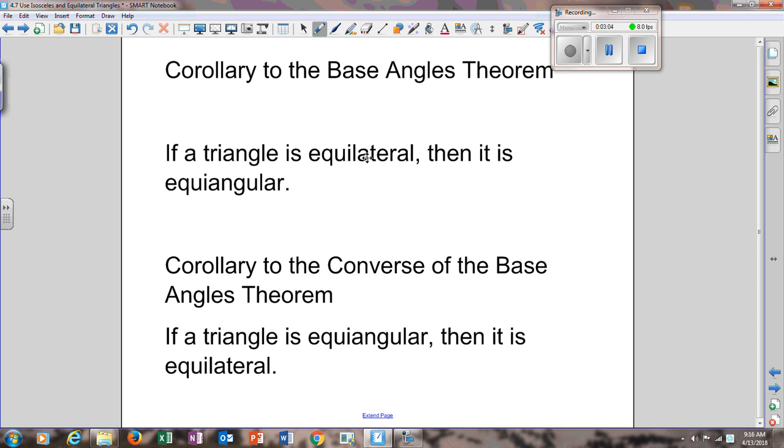Corollary to the base angles theorem. It says if a triangle is equilateral, then it's also equiangular. Then the corollary to the converse of the base angles theorem says if a triangle is equiangular, then it is also equilateral. So it goes both ways. If you know it's equilateral, then it has to be equiangular. If you know it's equiangular, then that means it has to be equilateral.